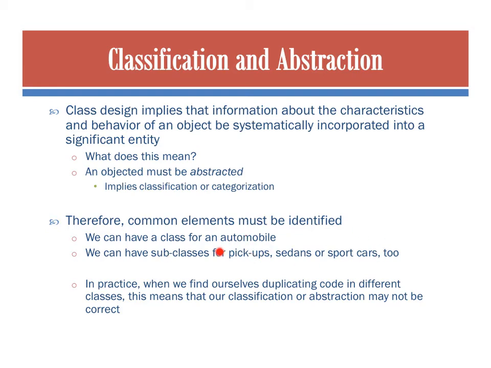So for example, a pickup might have an attribute which is a pickup box at the back. Only a pickup has a box, right? A sedan won't and a sports car won't. So maybe that attribute is only specific to pickups, but all of them will have perhaps gas tanks. Well, if it's an electric car, it'll have a battery, but all of them will have a driver's seat, for example.